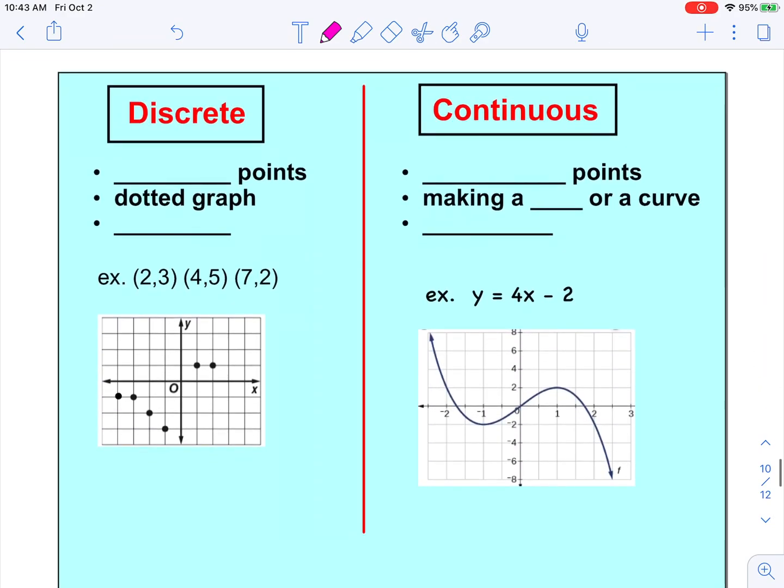So now let's look at discrete versus continuous. Discrete functions or relations, either one, a function or a relation can be discrete or continuous, are separate points. It's a dotted graph and it's things that you can count. So it's countable. So notice these are examples of discrete. You can see there are separate individual dots here. And you can look at these ordered pairs. You'd have 3 separate ordered pairs.